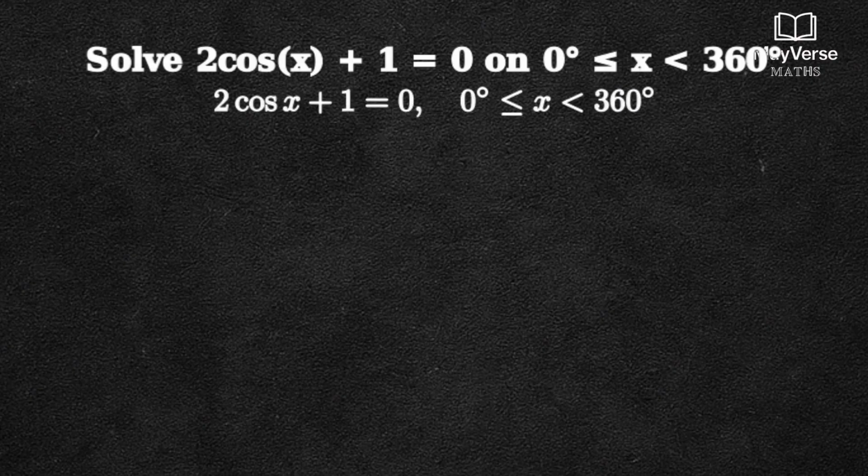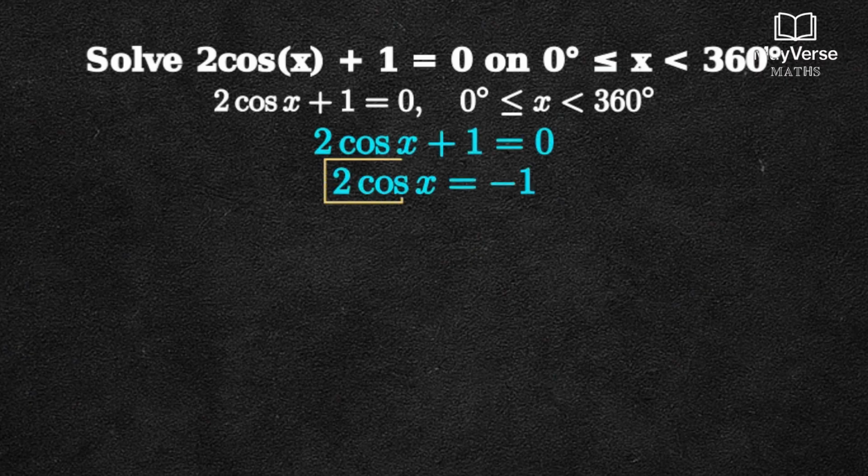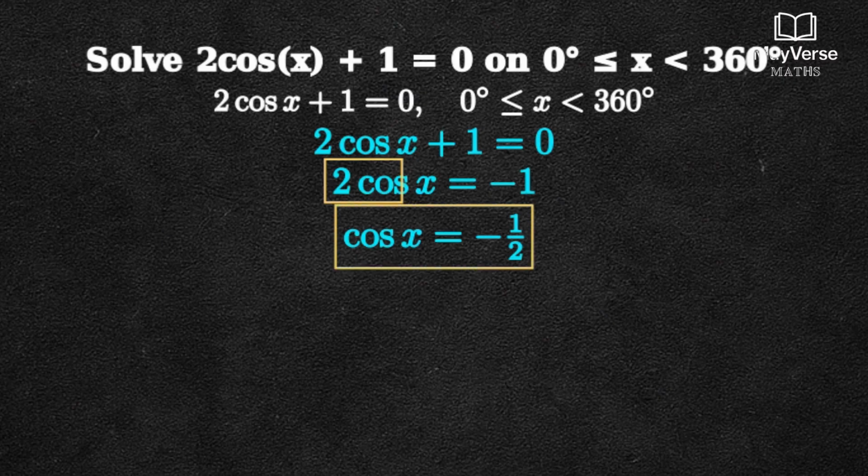Step 1. Isolate cosine x. Subtract 1 from both sides. Now divide both sides by 2. We get cosine x equals negative 1/2.